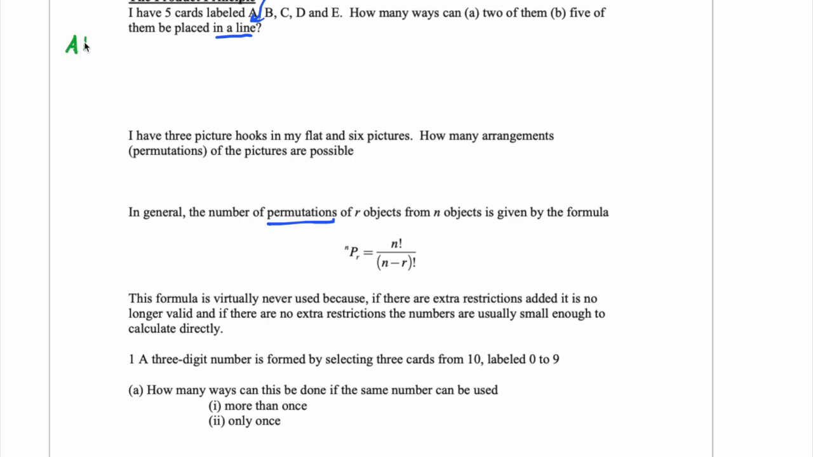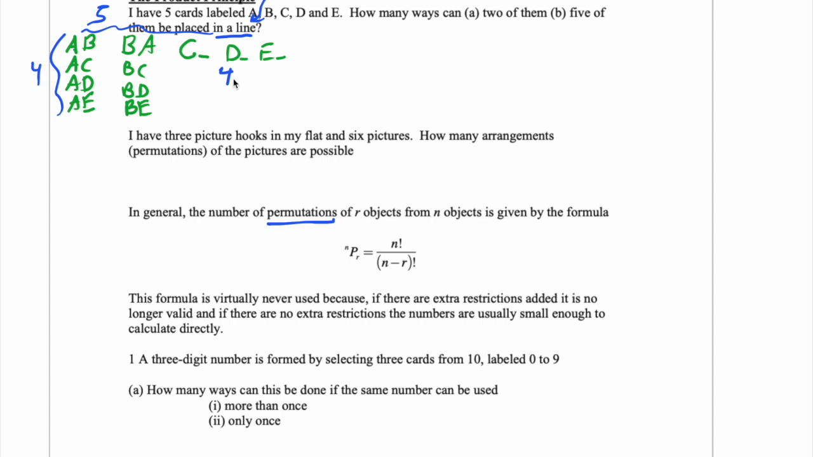You could have the first card as A, second card as B, or AC, AD, AE. There's 4 possibilities for starting with the letter A. Or the first card could be B and then A, and then BC, BD, BE. So again, 4 possibilities. And you can do that with the starting letter of C or D or E. So this is 4 possibilities for each, and there's 5 possible starting cards. So it's 4 times 5. Well, let me write that as 5 times 4, which is 20.